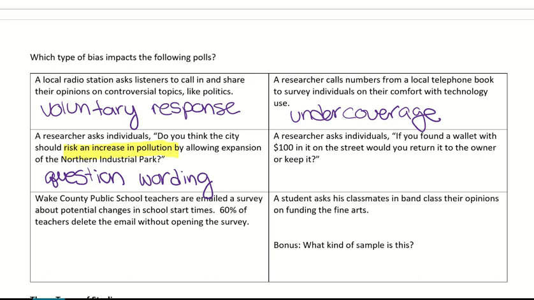This next one, a researcher asks individuals, if you found a wallet with $100 in the street, would you return it to the owner or keep it? This is a case of response bias. People lie, and people lie to seem desirable or to fit in. In this case, if you might keep the $100, you might lie and say you'd return it, even if that's not true, because you want to be socially desirable.